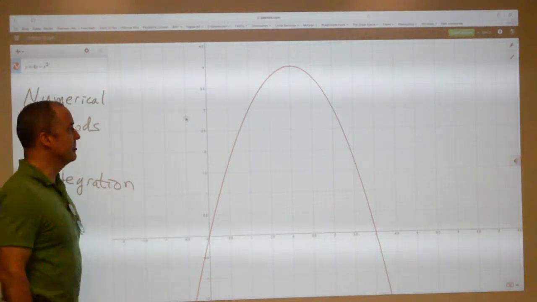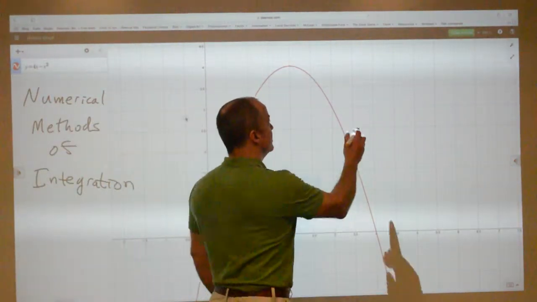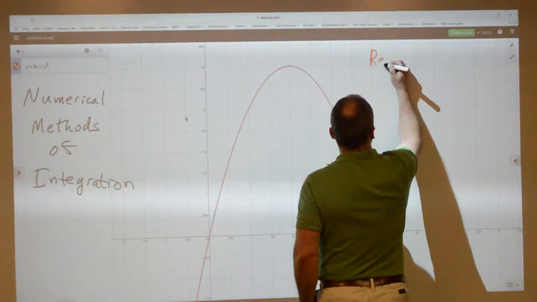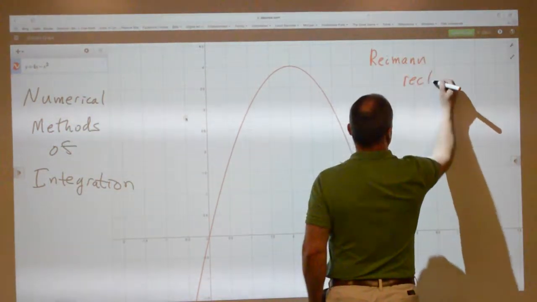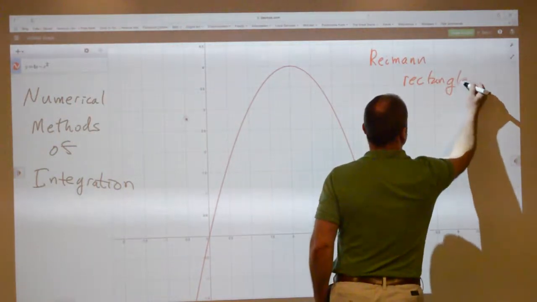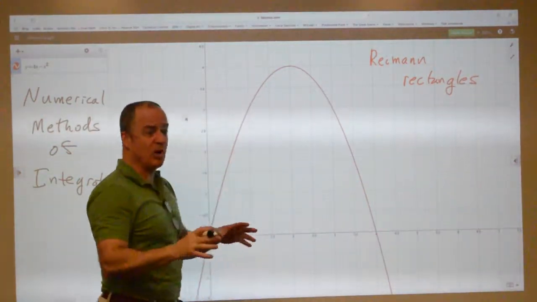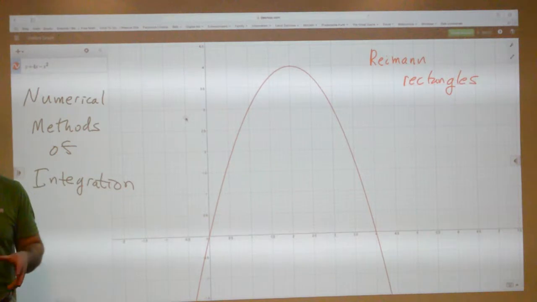So the first numerical method we're going to talk about is using Riemann rectangles. So this isn't completely new, Andrew. We've talked about Riemann rectangles before. They're sort of that one indicative rectangle of what's going on. You know what I mean?